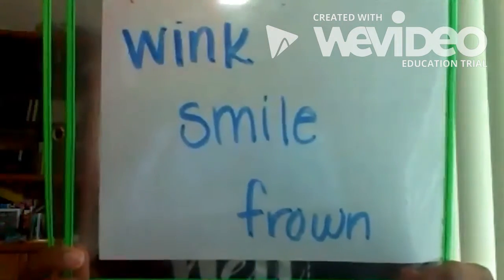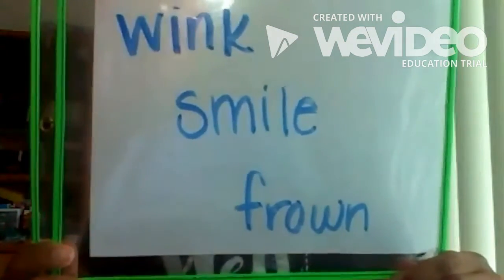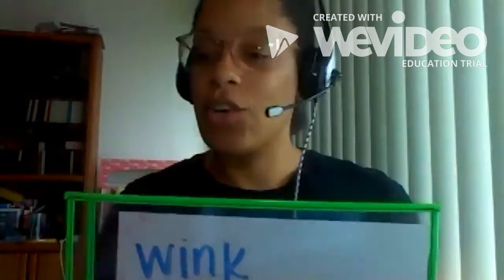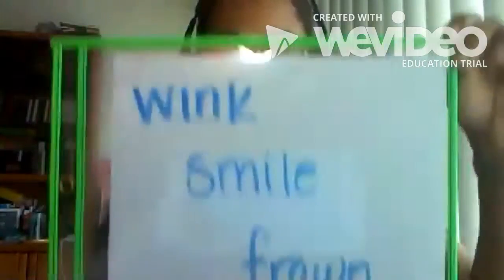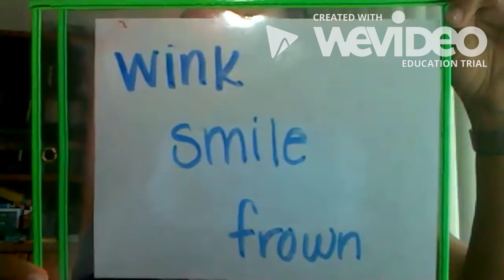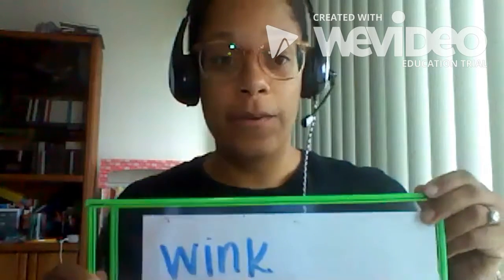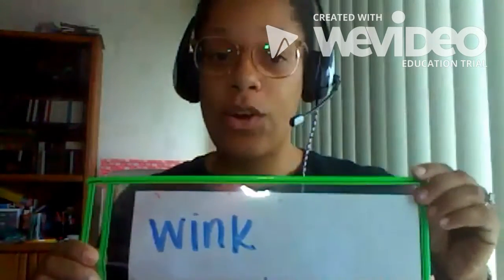Let's practice. The subject is Carlos. Did you say Carlos winks, smiles, or frowns? If you did, you're correct. What about this? Tyler and Austin. Did you say Tyler and Austin wink, smile, or frown? If you did, you are correct. So Carlos was singular and Tyler and Austin were plural.